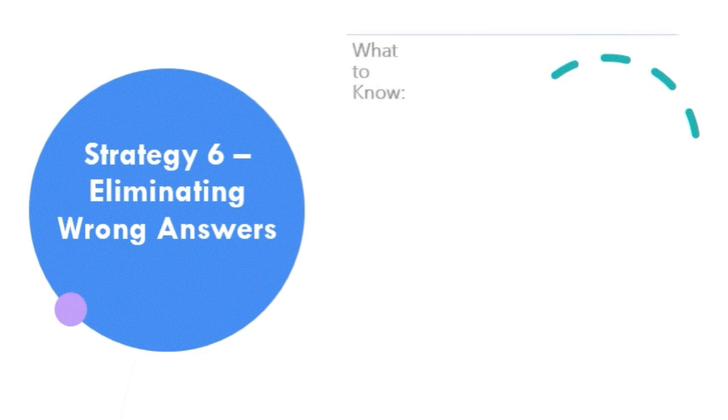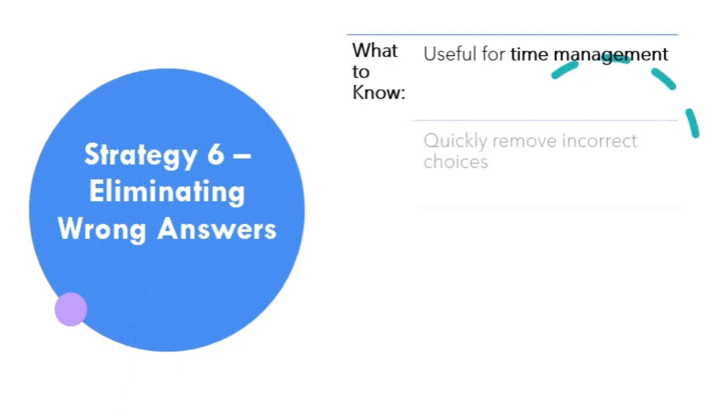Strategy 6. Eliminating wrong answers. All right, let's talk about eliminating wrong answers. We've all been there. You're running out of time, and you're stuck on a question. So, what do you do? You start crossing out the answers that obviously don't make sense. Time management becomes key here. Why is this strategy so useful? Well, you don't have to figure out the perfect answer to every question right away. Instead, you can quickly eliminate incorrect choices, making your chances of picking the right one higher.